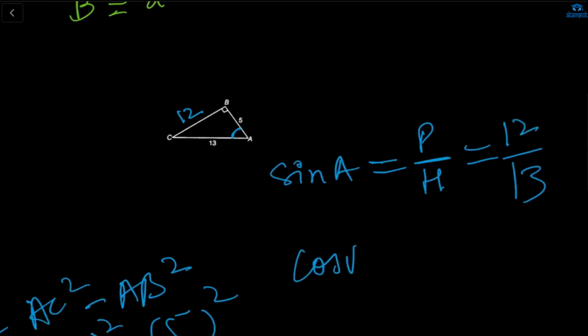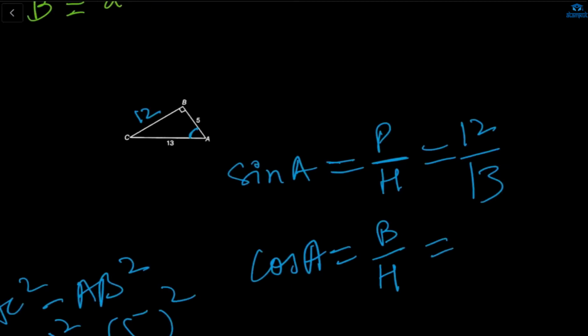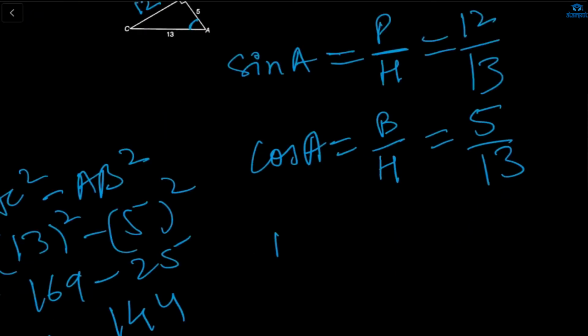Now cos A. Rudronian, can you tell me the cos A value? Sine is perpendicular by hypotenuse, cos is base by hypotenuse. Adjacent and base are the same, right? Yeah, adjacent and base. 5 is adjacent to it, so it is 5 by 13. Okay. Now tan A, Safiya. It will be perpendicular by base. Okay, so now what will be the value of perpendicular by base?